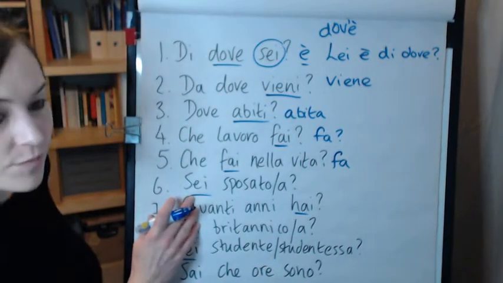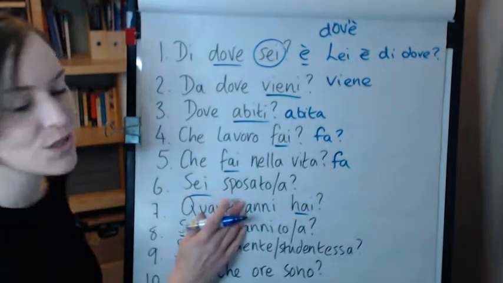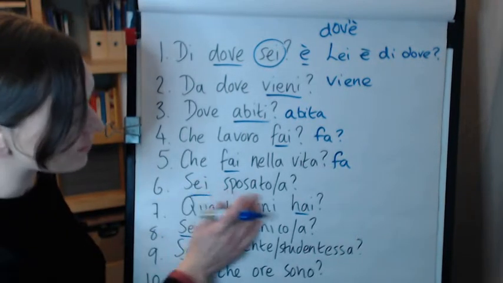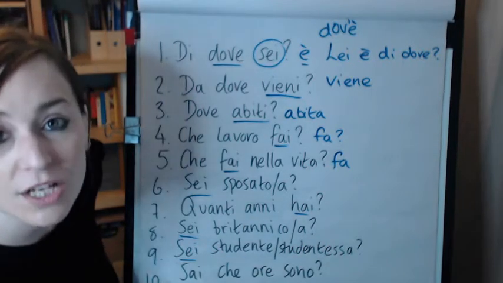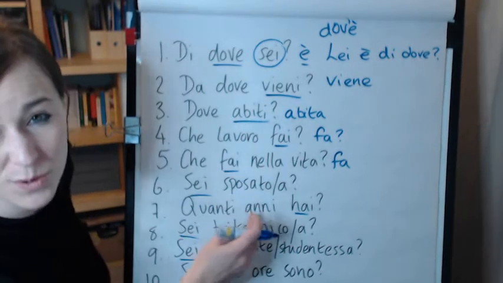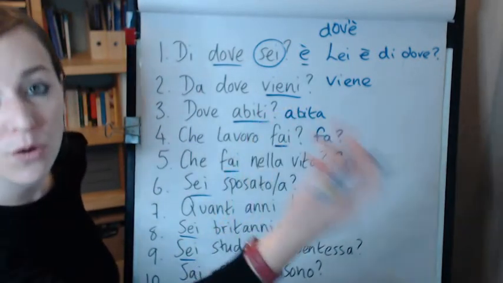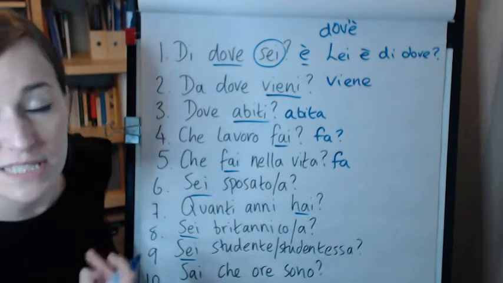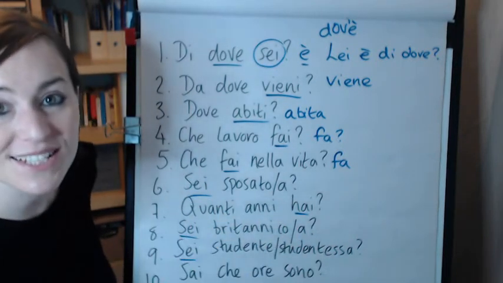Now we've seen this one before. Di dove sei? Where are you from? Sei sposato. Okay, so what we have here is a little verb first, and then we have an adjective. So this is equivalent to are you married? Okay, so sposato or sposata, depending on whether you're talking to a man, sposato, or a woman, sposata, are you married? So that looks a little bit like the word spouse, okay? Sposo, sposa means spouse in Italian, okay?